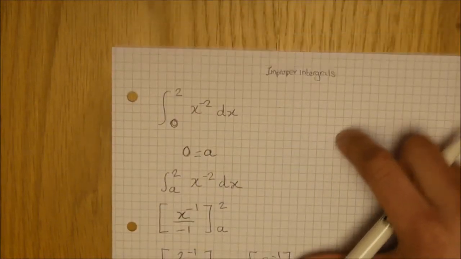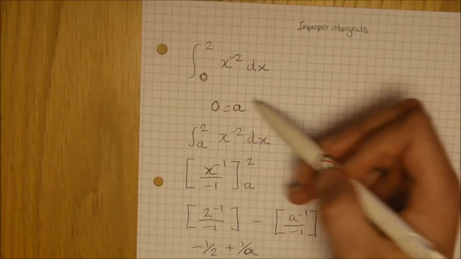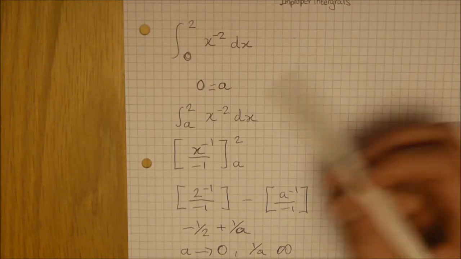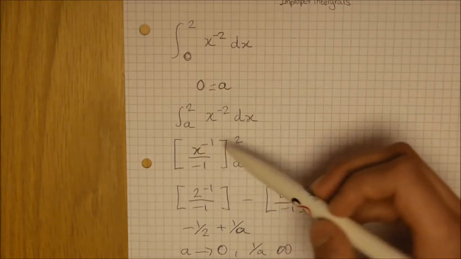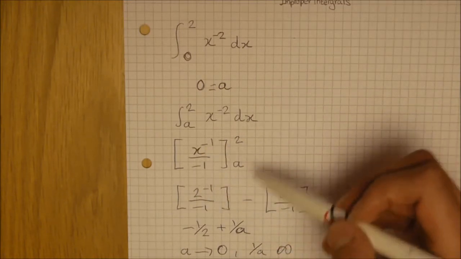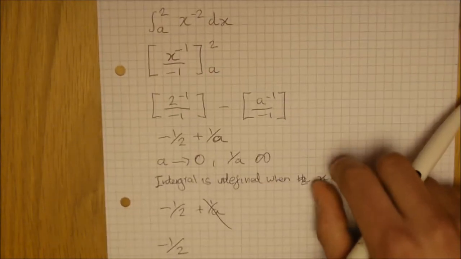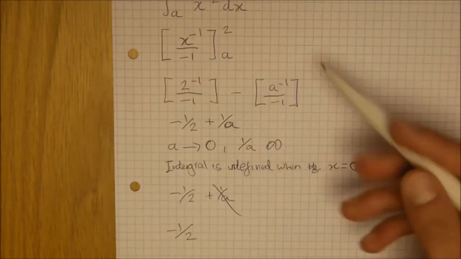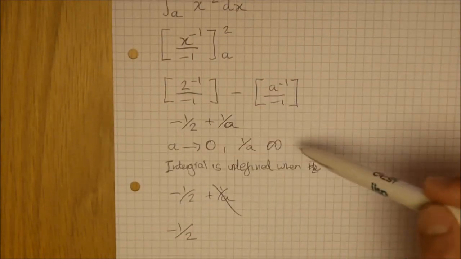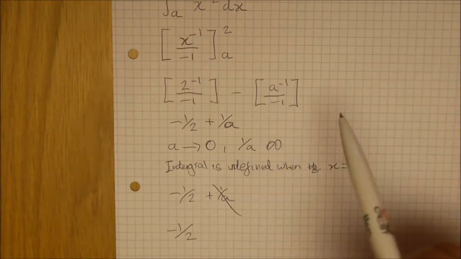To quickly summarise, what we've done at the beginning is we've substituted a in for 0, and then we've integrated x to the minus 2 to get x to the minus 1 over minus 1. We've substituted 2 and a in to finalise our answer. We've made a tend to 0, therefore the overall answer is minus a half.